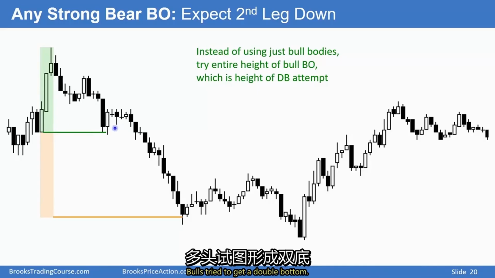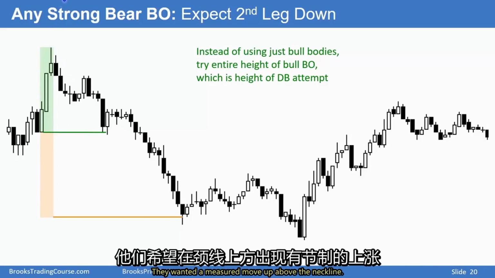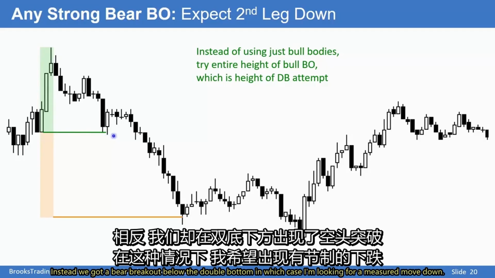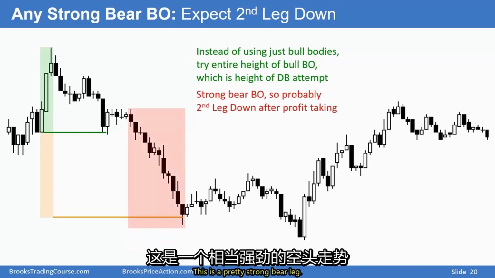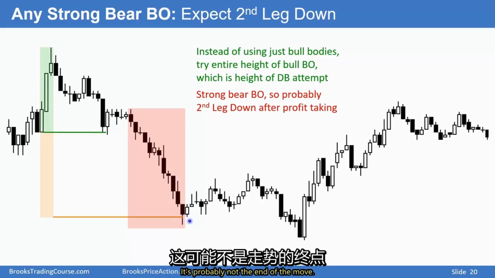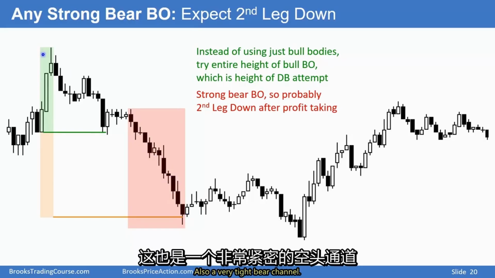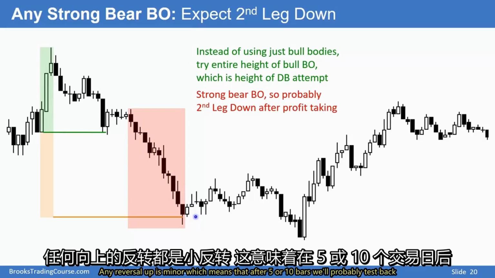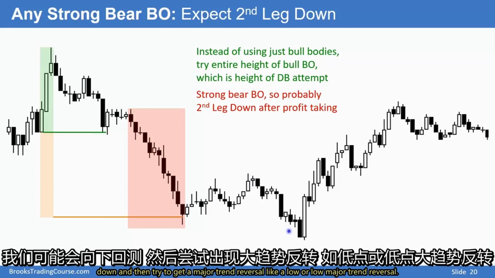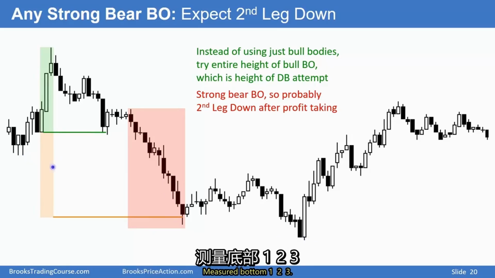Bulls tried to get a double bottom. Here's the neckline. They wanted a measured move up above the neckline. Instead, we got a bear breakout below the double bottom, in which case I'm looking for a measured move down. This is a pretty strong bear leg. It's probably not the end of the move. Also, a very tight bear channel. Any reversal up is minor, which means that after 5 or 10 bars, we'll probably test back down and then try to get a major trend reversal, like a lower low major trend reversal. Wedge bottom, 1, 2, 3.